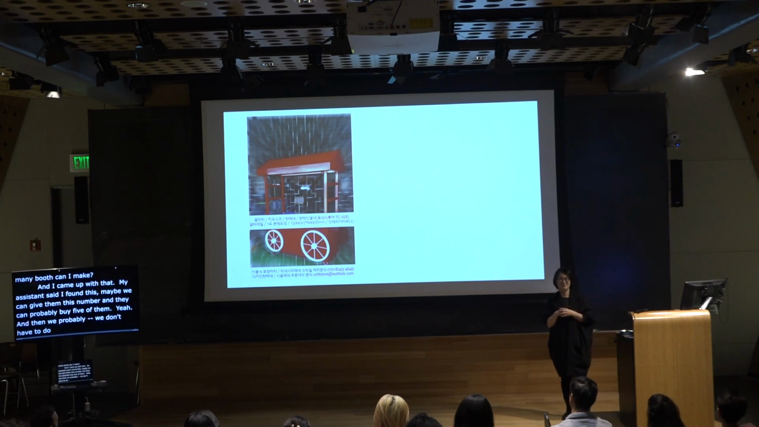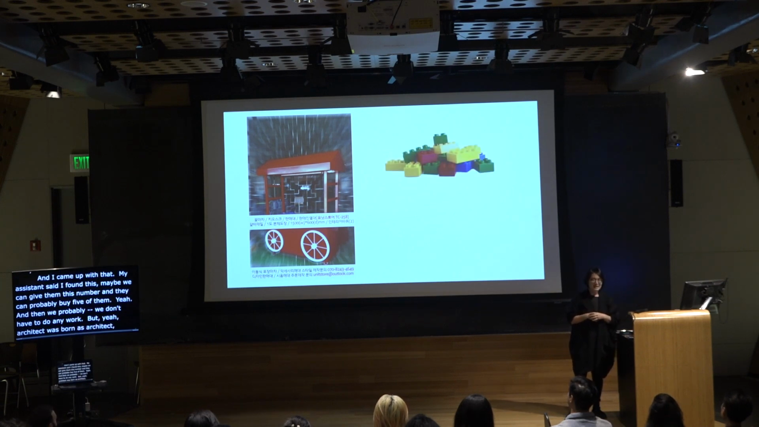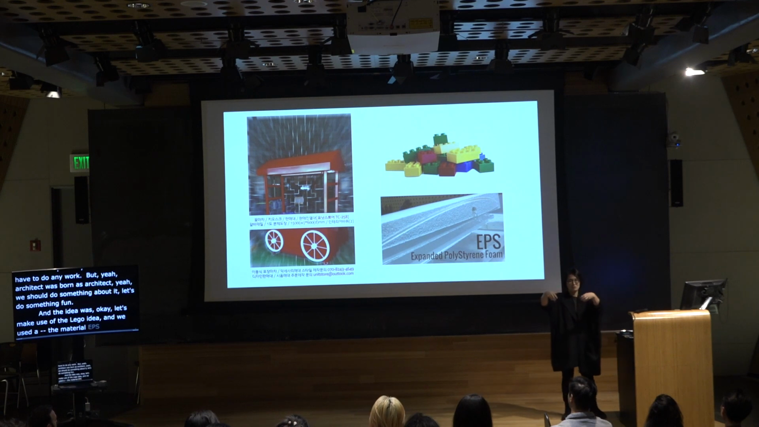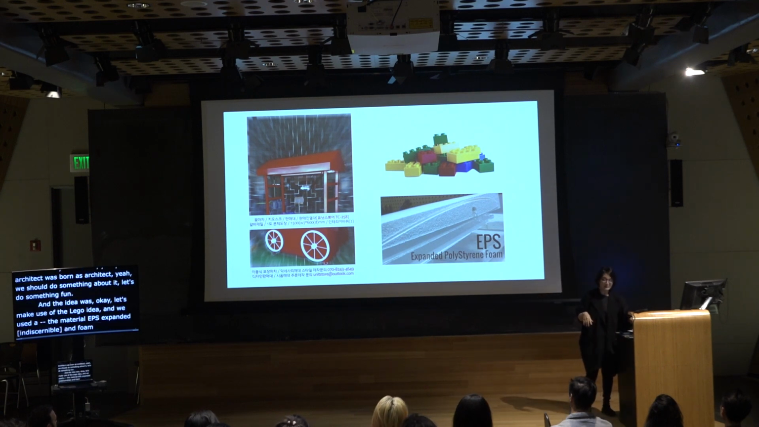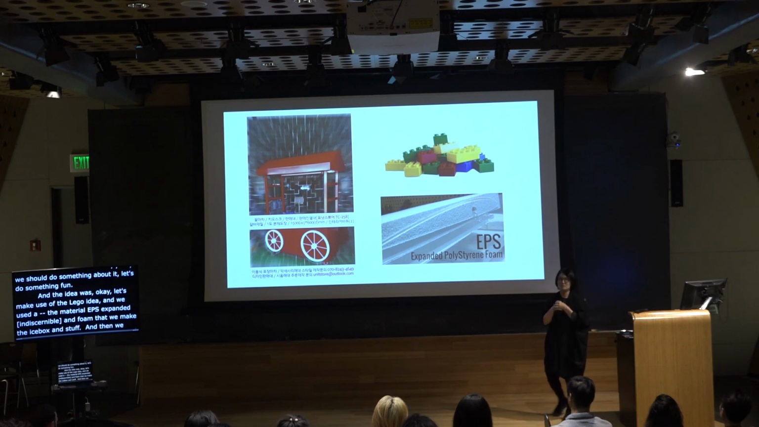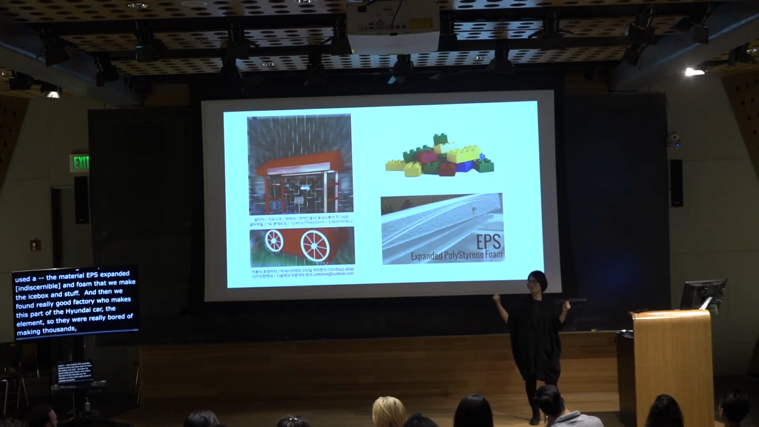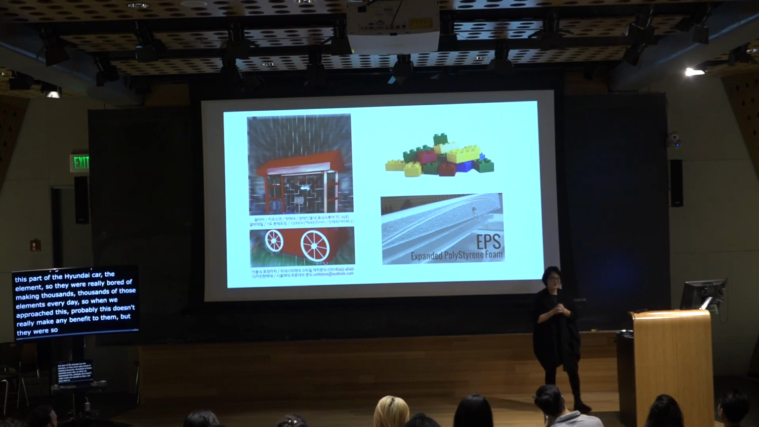But yeah, I mean, born as an architect, I was like, we should do something about it. Let's do something fun. And the idea was, okay, let's make use of the Lego idea. And we used the material EPS, expanded polystyrene foam, that we make ice boxes and stuff from. And then we found a really good factory who makes parts for Hyundai cars. They were really bored of making thousands and thousands of those elements every day. So when we approached them, probably this doesn't really make any benefit to them, but they were so excited. It sounds really fun, so they were super helpful.